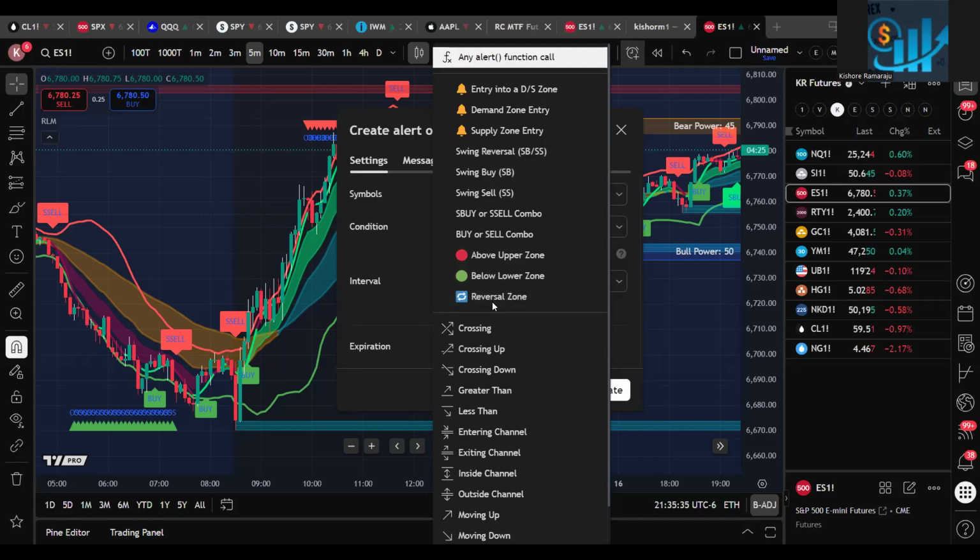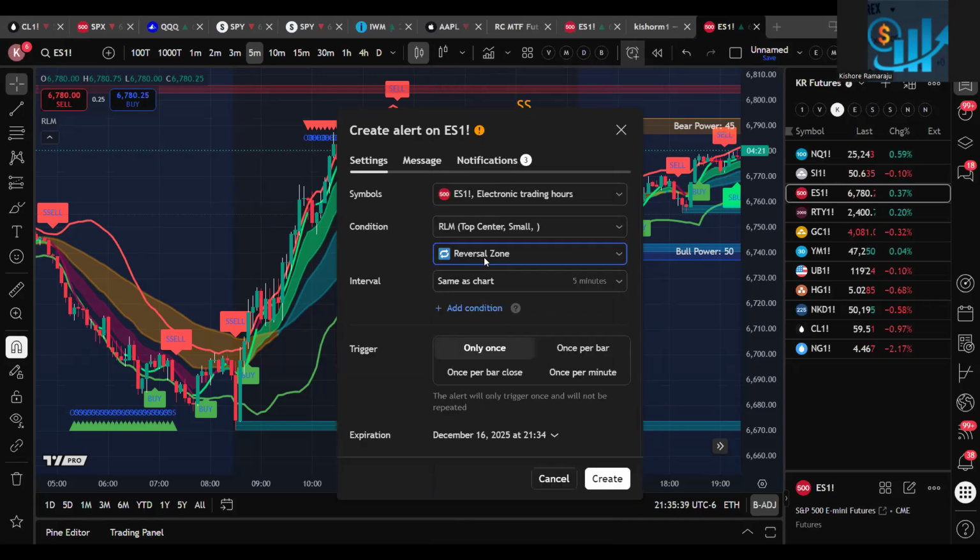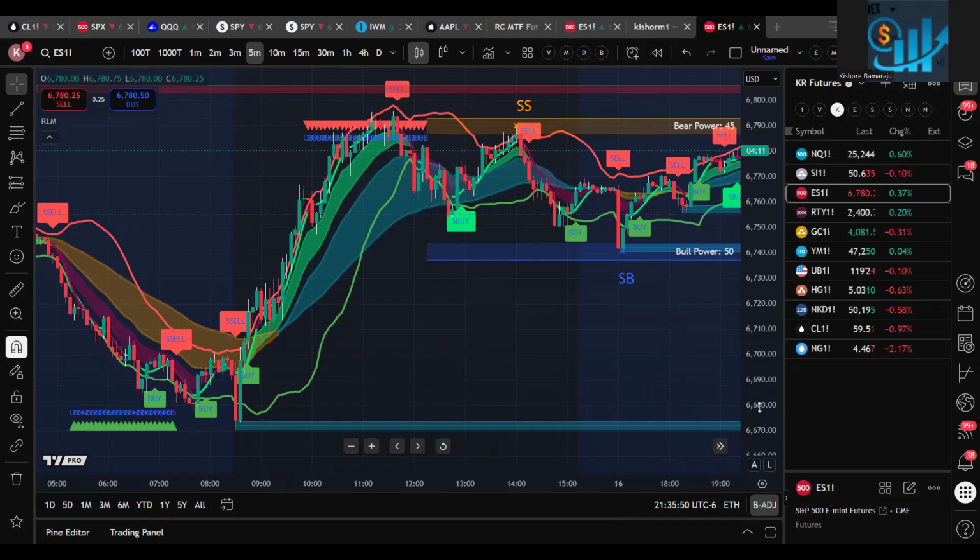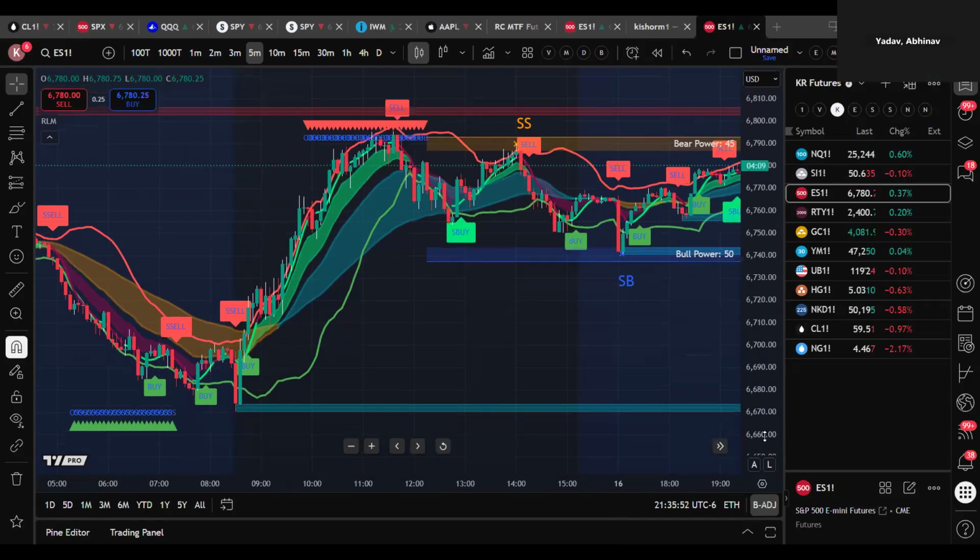That's where, instead of swing reversal, you can select this reversal zone. Whenever you get an alert on the reversal zone, basically in the next 5-10 minutes you will get a swing buy. So if you are getting this alert, then within the next 5-10 minutes you will get a swing buy. And that holds true for stocks as well, for anything.